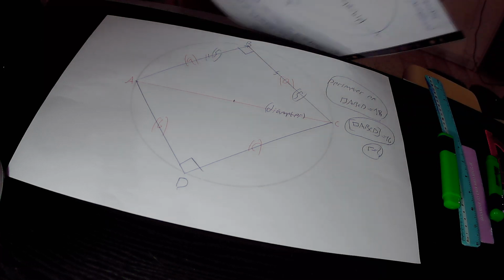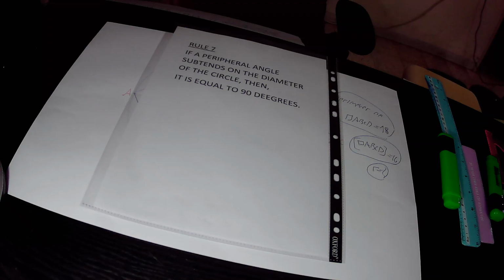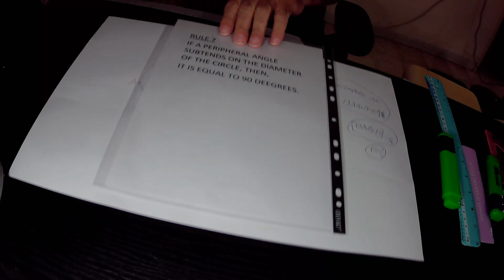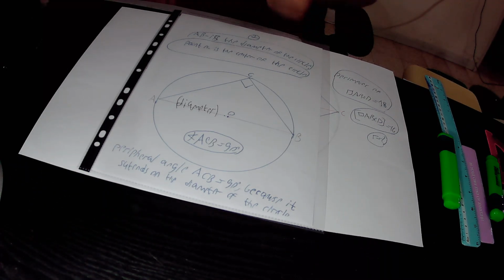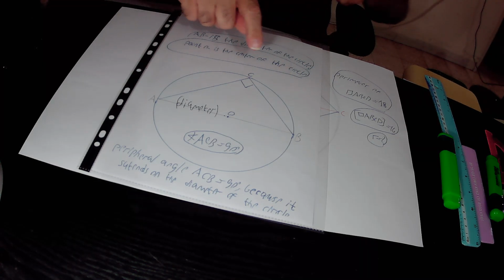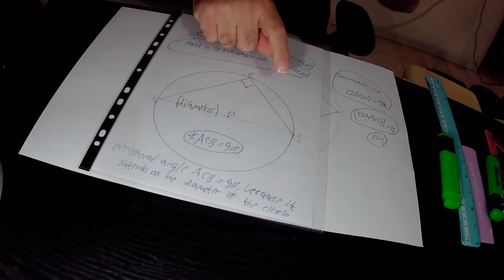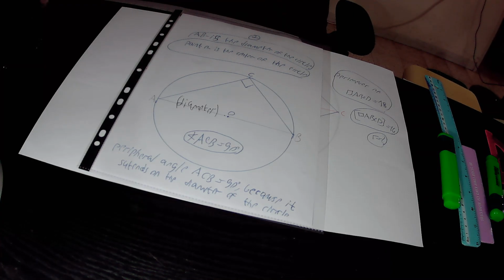According to rule 7, if a peripheral angle subtends the diameter of the circle, then it is equal to 90 degrees in its size. In the drawing, we have a circle. This is peripheral angle ACB that subtends chord AB, that is the diameter of this circle, and therefore, according to this rule, peripheral angle ACB must be equal to 90 degrees. So according to rule 7, any peripheral angle that subtends the diameter of the circle must be equal to 90 degrees in its size.